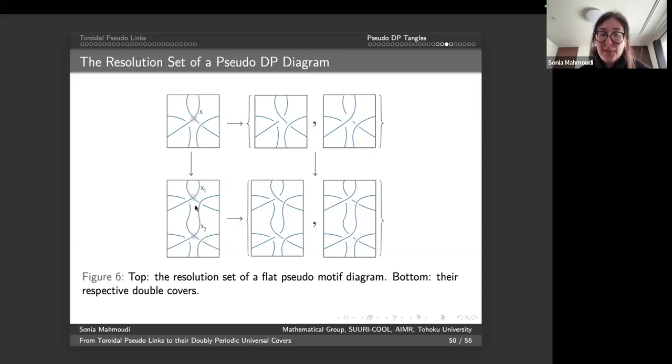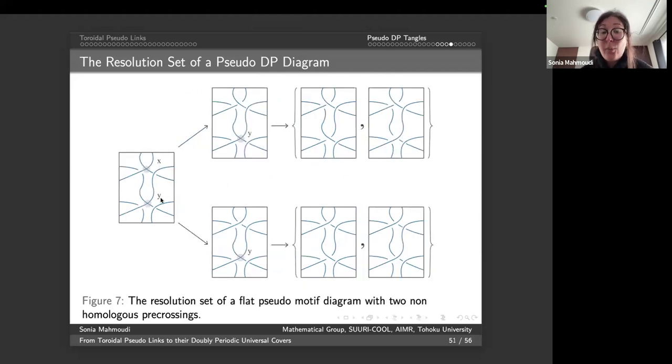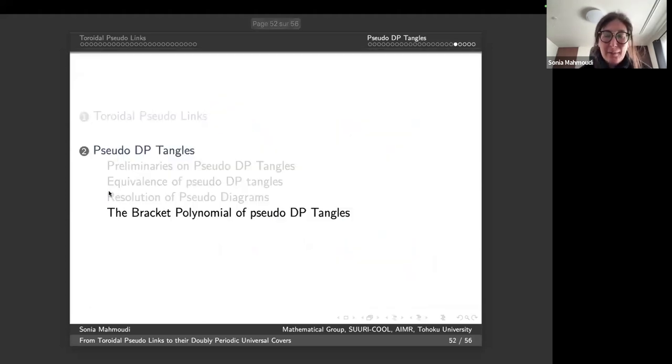So we end up with a set of two classical motifs, even though we have two pre-crossings, because they are homologous. However, if they are not homologous, we will consider them different from the beginning, and we will resolve them one by one to get at the end a set of 4 elements for the resolution set of this toroidal pseudo DP tangle. This can be proved to be invariant.